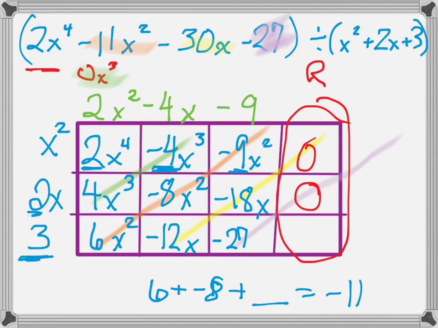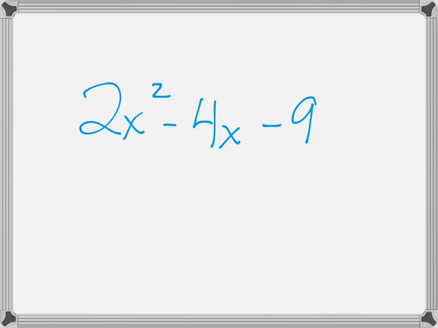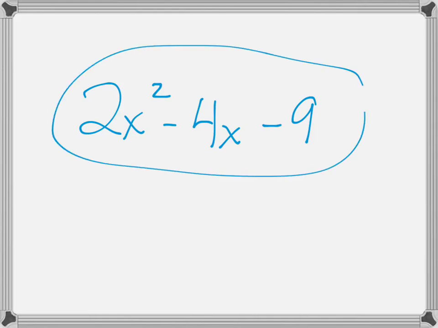So that means the answer to that division is 2x squared minus 4x minus 9. There is no remainder on this one. That means it factored in; if I was to multiply those two factors, the one on the side and this, it would multiply to create that original problem.